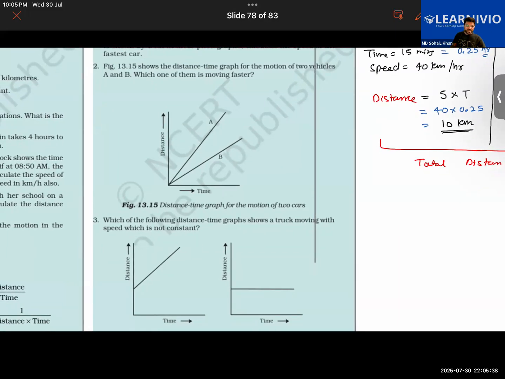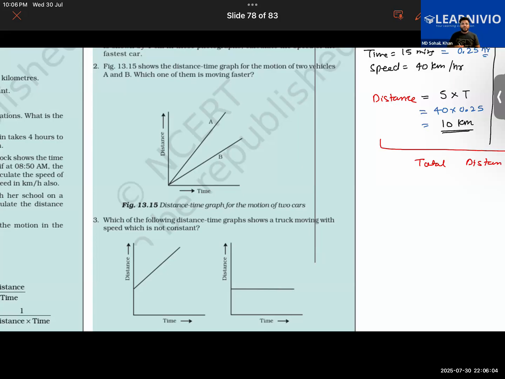Here it says that a distance-time graph is given for the motion of two vehicles, A and B. Which one of them is moving faster, A or B? A, sir. Because it is covering a larger amount of distance in the specified amount of time, while B is also taking that time to cover its amount of distance.